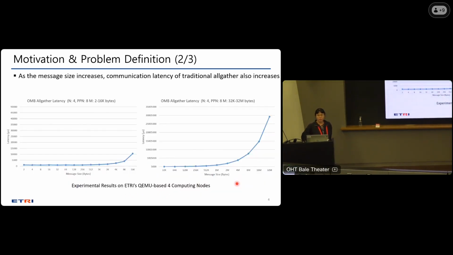And these graphs show our experimental results on the ETRI cluster with four computing nodes. We conducted the OSU micro benchmark. And we can see that as the message size increases, the communication latency of the traditional all-gather also increases. Specifically, the all-gather latency increased significantly for large messages.